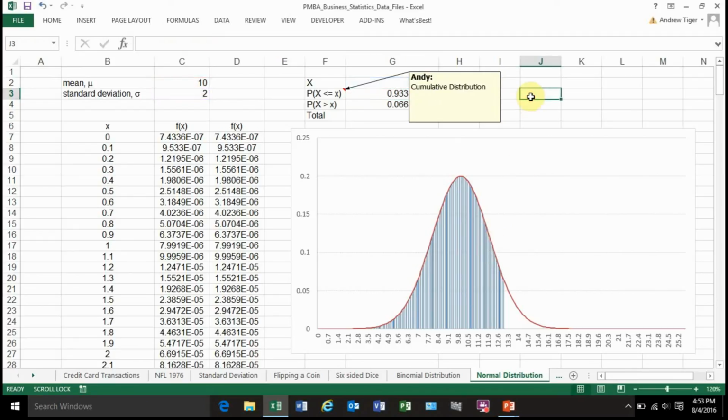Okay, we'll have some more videos on how to use this to solve some problems, and then we'll talk about some special types of normal distributions and the central limit theorem.